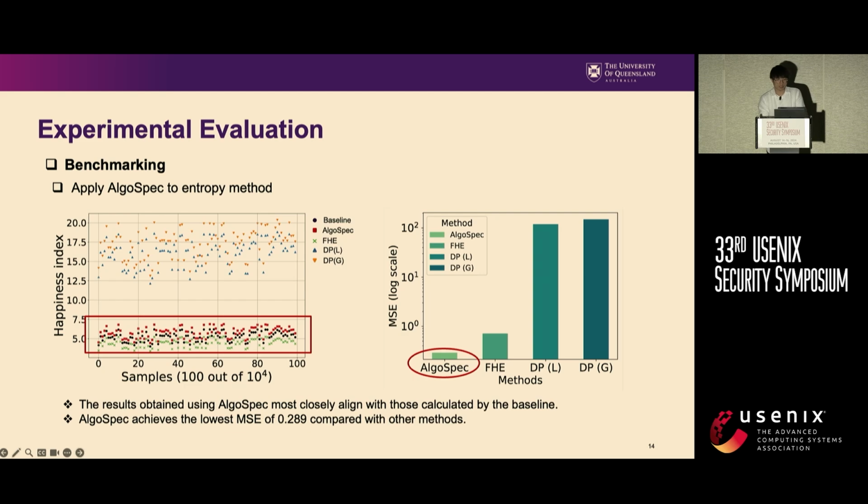Okay, so we also conduct a comprehensive experimental evaluation. I list some of the key evaluation results here. First of all, we benchmark the performance of AlgoSpec against the two famous methods, FHE and DP. We applied AlgoSpec to the entropy method using a popular dataset, the World Happiness Ranking Index score.